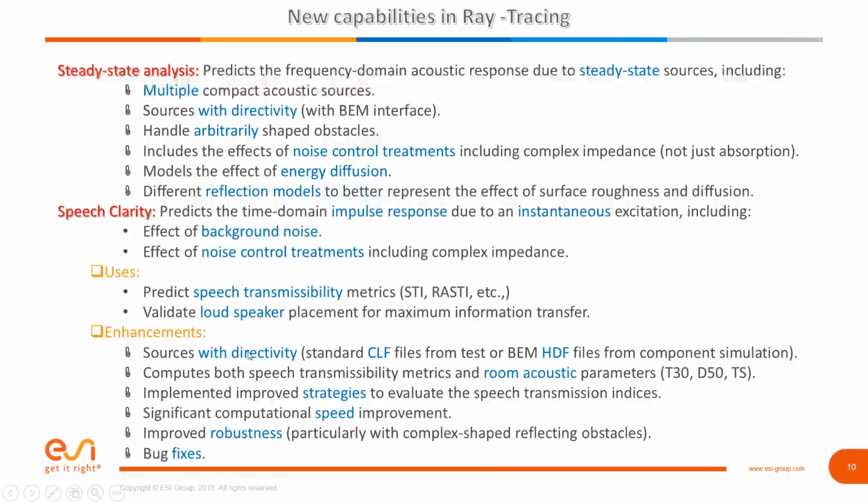So again, we have sources with directivity. We can calculate these parameters now. We've done some speed improvements with the new kernel, new strategies, robustness of the geometry, and some overall fixes from the last versions of speech clarity in VA1.